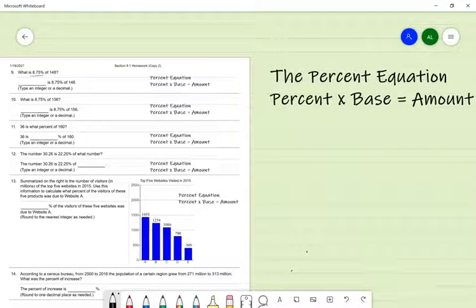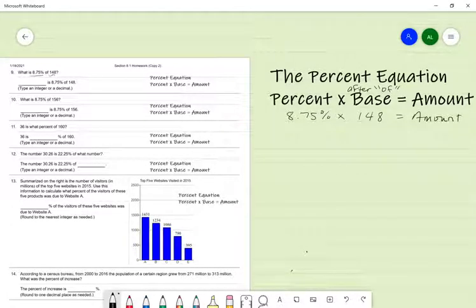8.75% of 148? So we know that we're given the percent because we see a percent sign. So I can put 8.75% here for the percent part of the equation. Bring down my multiplication symbol. If we're given the base, we will see that after the word of. So when we look at the question, we have of 148. So that means the number 148 is the base. So I can bring that down here under the base. And then I have equals amount.